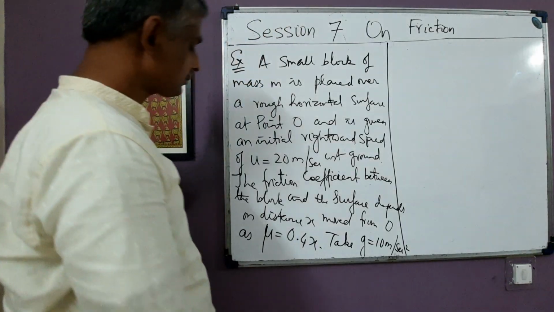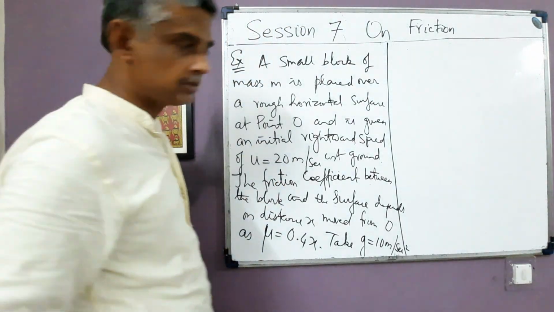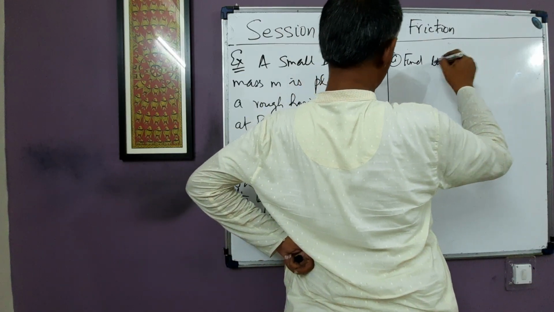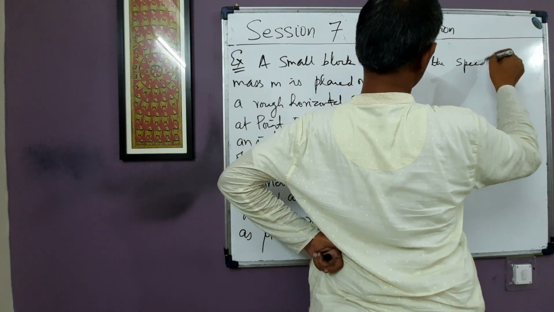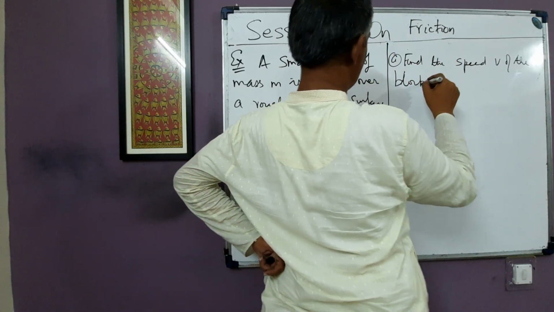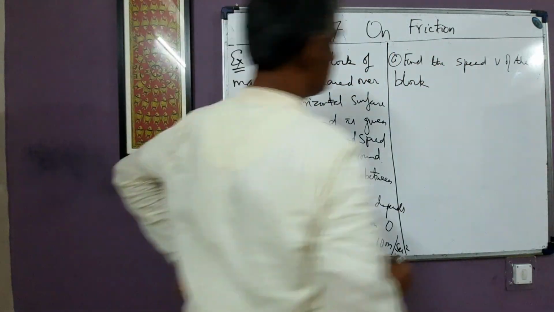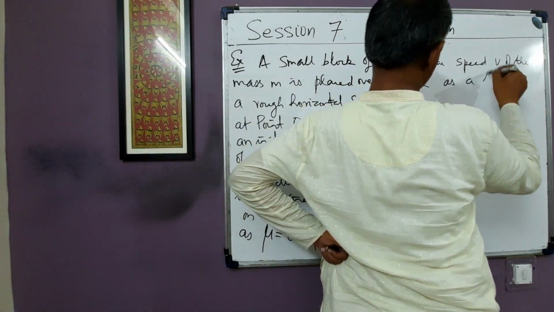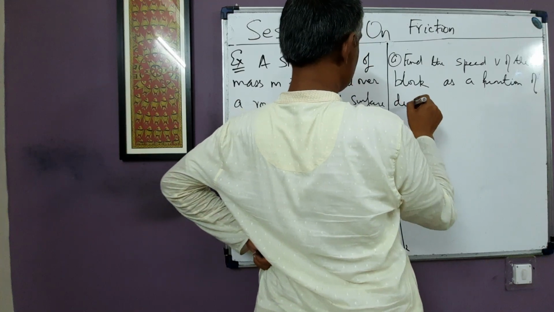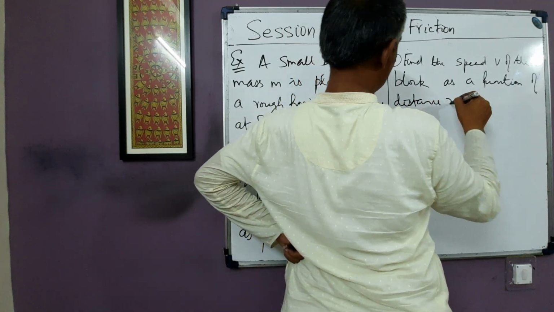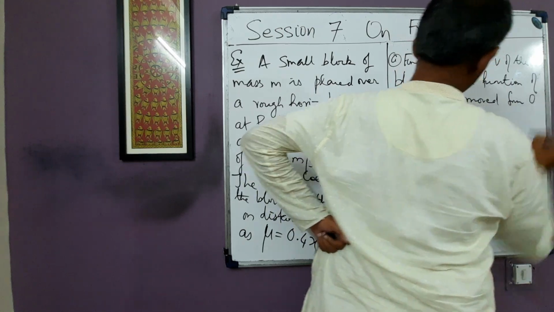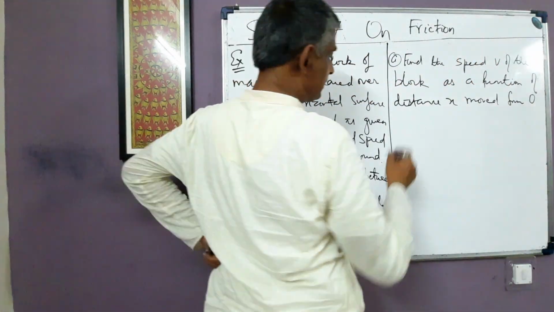Now four things we have to evaluate. First is this. Find the speed v of the block as a function of distance x moved from O till it comes to rest.